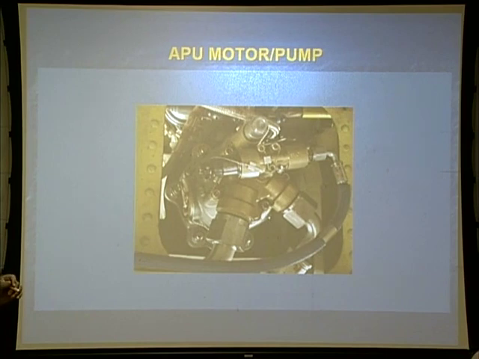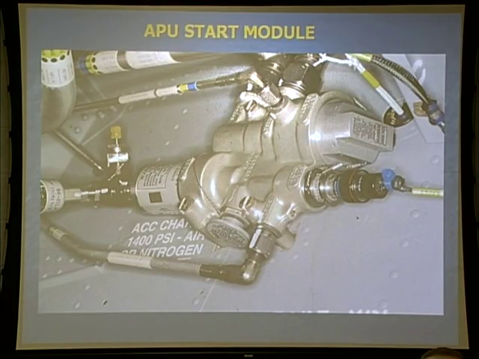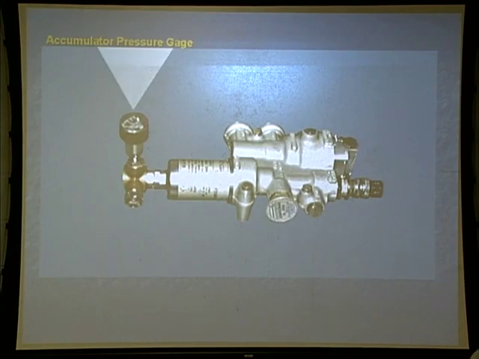Once the APU reaches that 90% speed, the pressure that was coming through that line will go away, the wobble plate will open, and now the APU motor pump is a pump. It's pumping because the APU can do it. But here is what controls that signal pressure going to that. Got a gauge on it, accumulator pressure gauge.